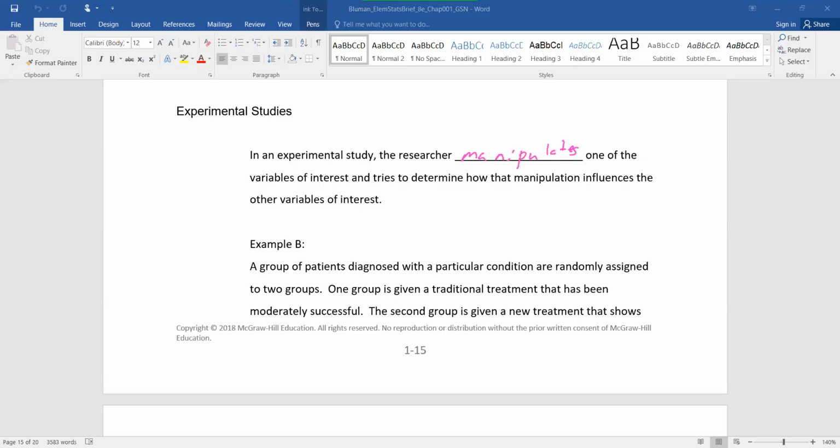So in example B, it says a group of patients diagnosed with a particular condition are randomly assigned to two groups. One group is given a traditional treatment that has been moderately successful. The second group is given a new treatment that shows the possibility of being more successful. The doctors providing the treatment and the patients are not told which treatment they are being given. So at the end of the experiment, researchers will compare the two groups to determine if the group receiving the new treatment have better results. This is a true experimental study.